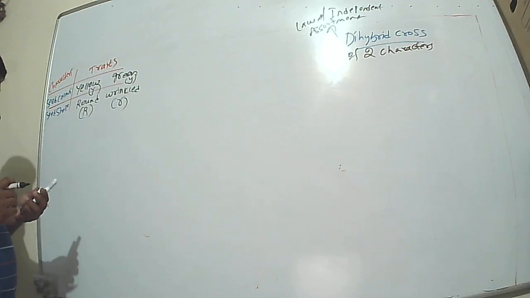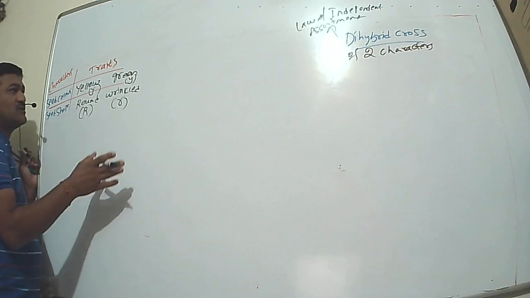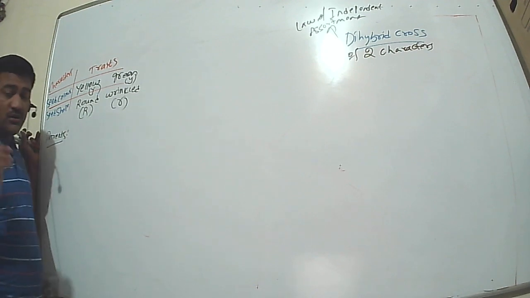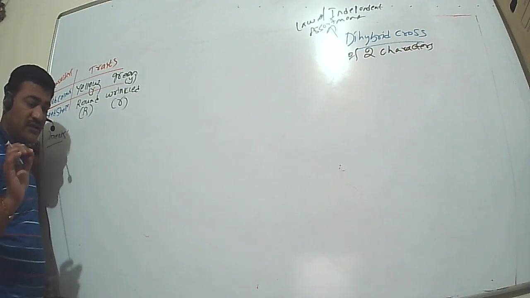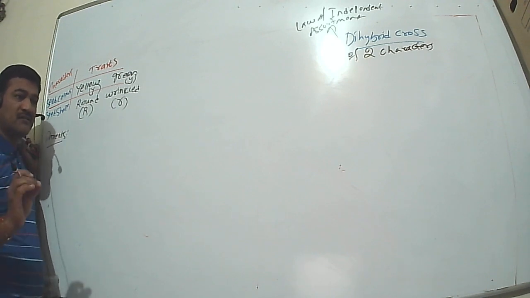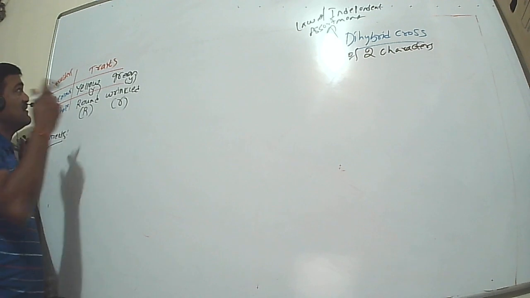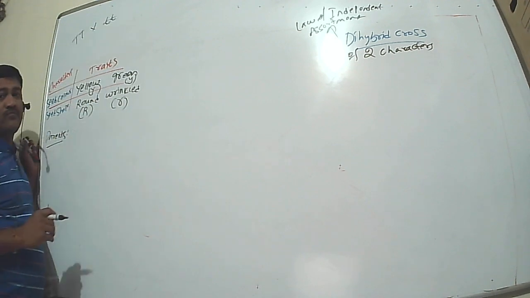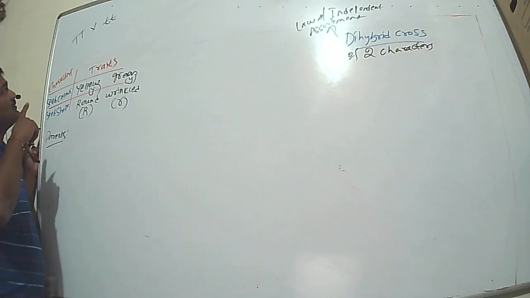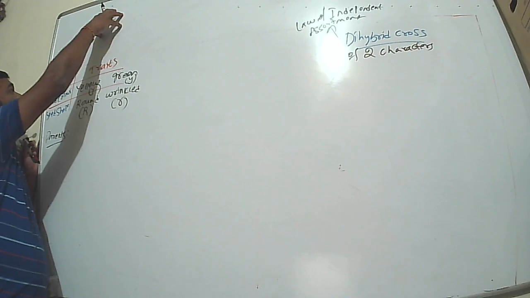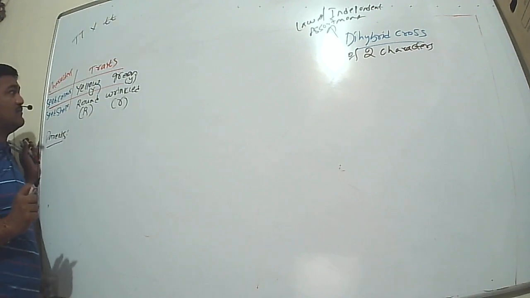Now, I want to start the dihybrid cross. So, what are the parent plants I will consider here? I already told you in monohybrid cross, any genetic experiment or any cross should be started with pure plants, homozygous plants. Like I've considered tall, isn't it? I started with capital T and small t, with pure tall and pure short. I mean pure dominant and pure recessive.